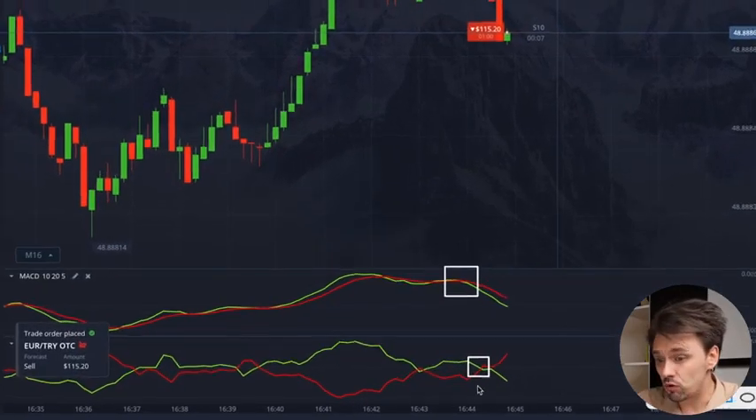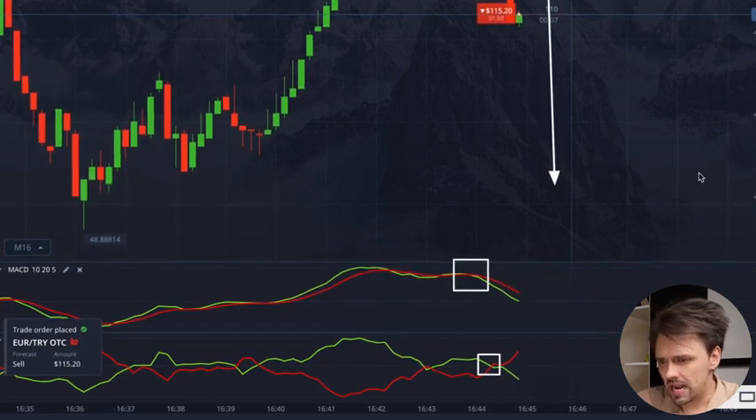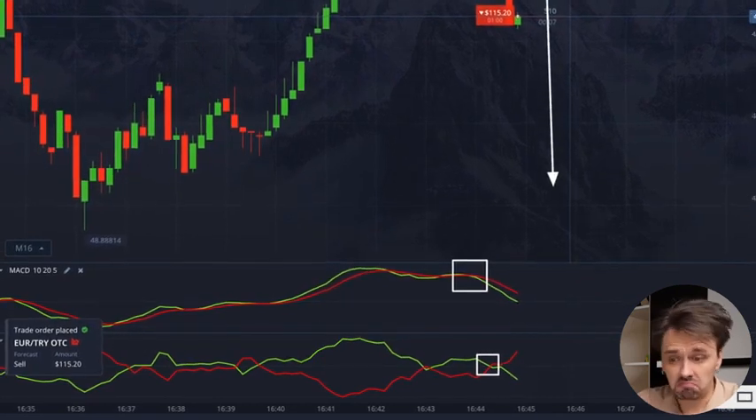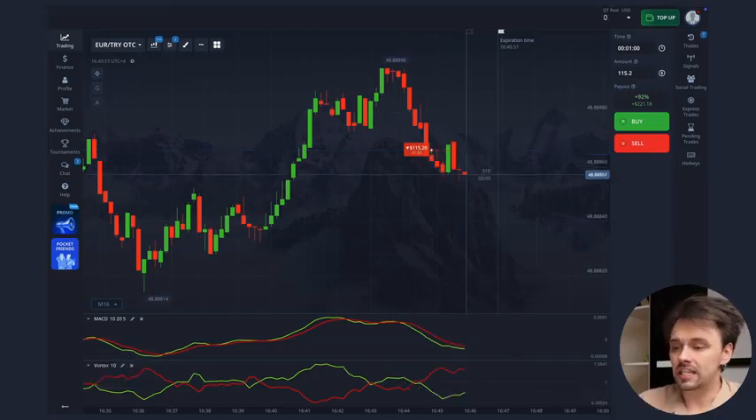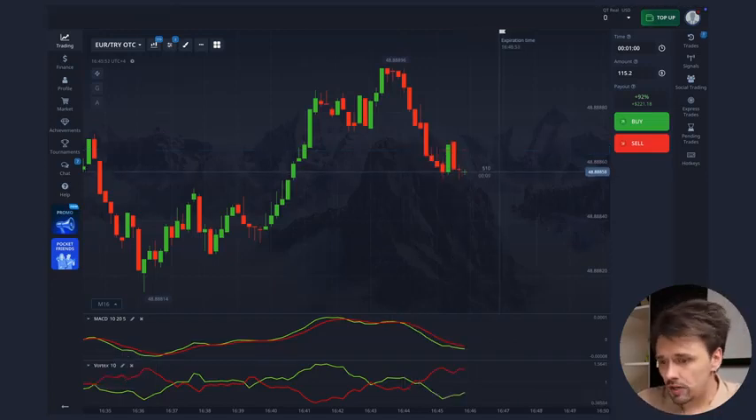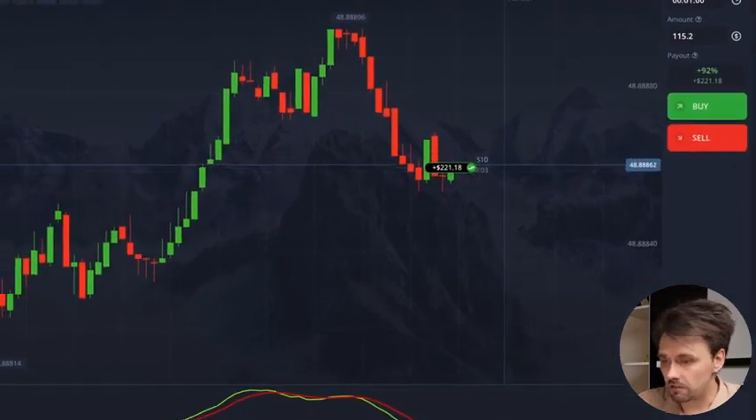The red vortex line rises higher. This shows increasing seller activity. And the green line goes down, meaning buyer strength is falling. When the lines diverge exactly like this, it almost always means the market is ready to continue declining. So we're waiting for the trade to close and I get $221, very well.